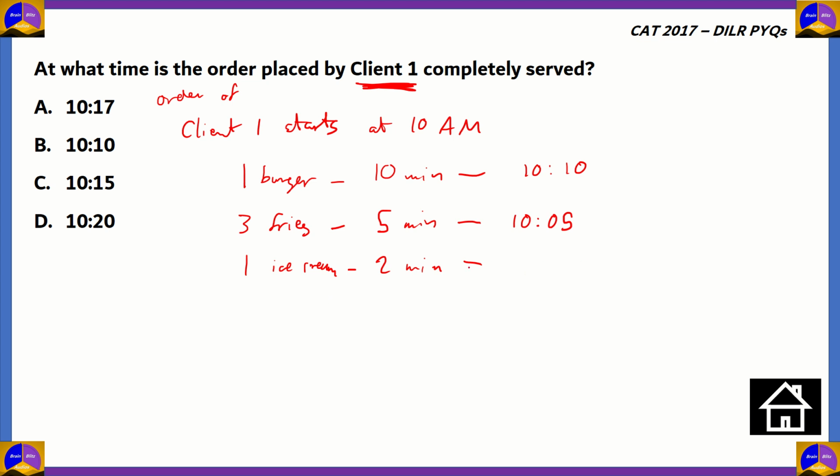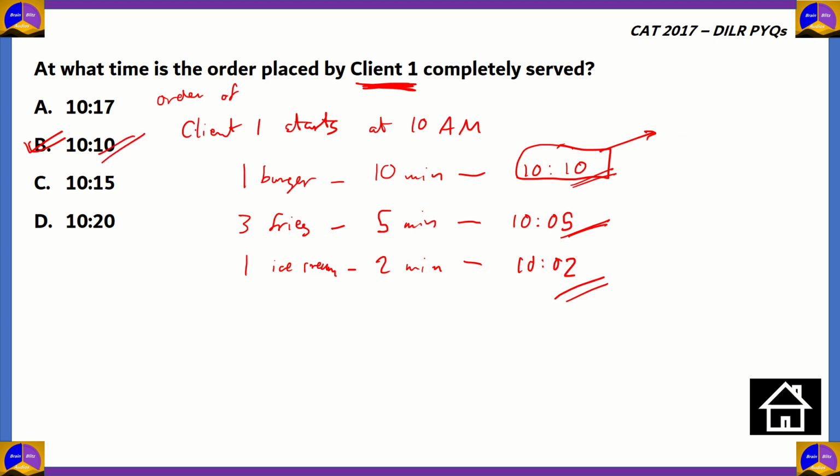So the ice cream preparation can start at 10 and it can end at 10:02. So at 10:02, the ice cream was served. At 10:05, the fries were served. And at 10:10, the burger was served. So when everything was served at 10:10, therefore the right answer to the question is option B, 10:10.